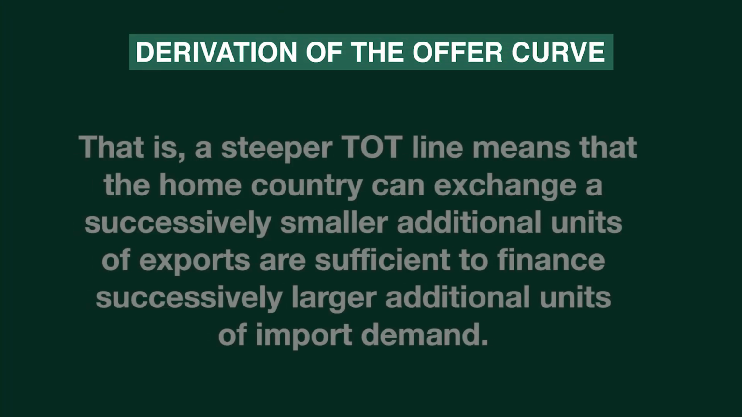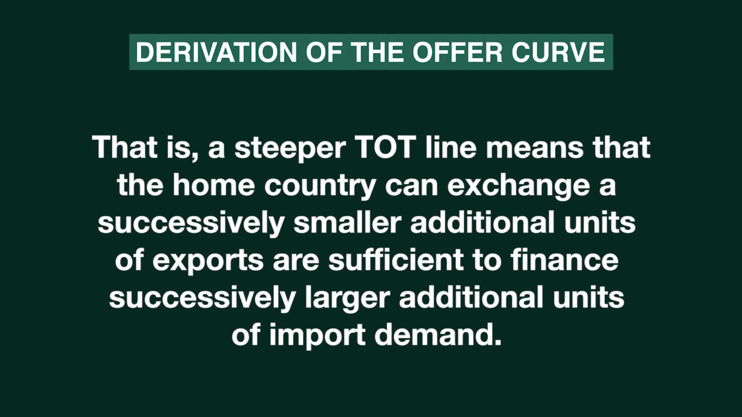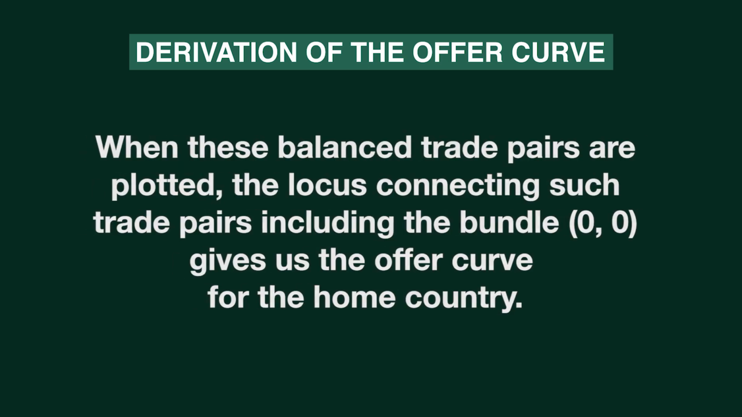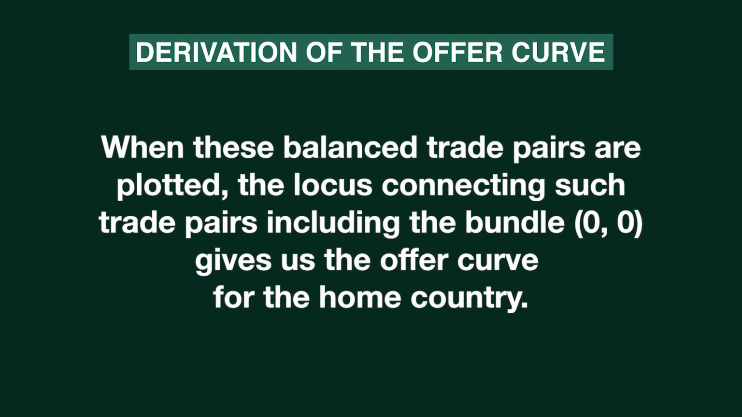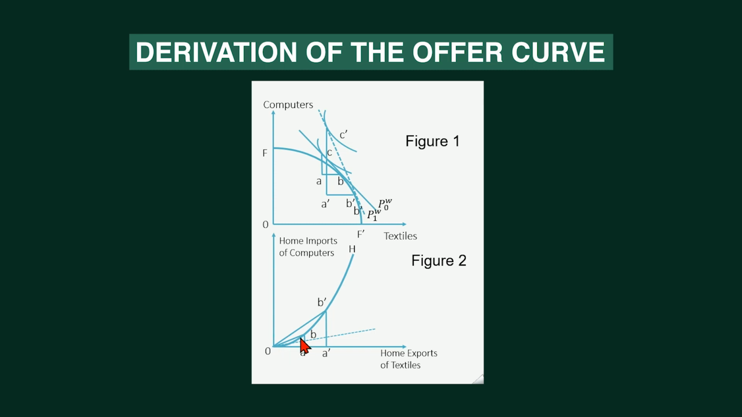So a steeper TOT line means that the home country can exchange successively smaller additional units of exports sufficient to finance successively larger additional units of import demand. That's very apparent, and that is what I explained. And when these balanced trade pairs are plotted in a separate diagram, what am I going to get? I'm going to get a kind of curve that is shown here. It is a positively sloping one.